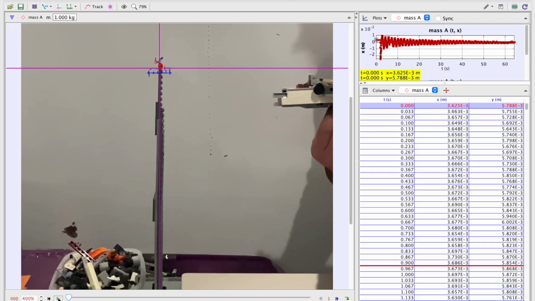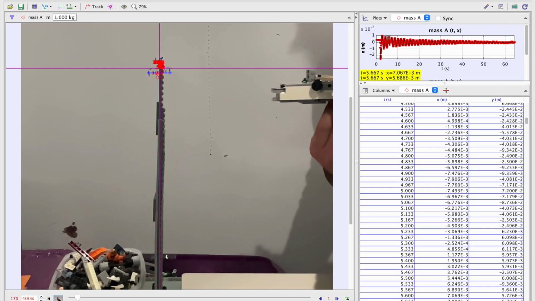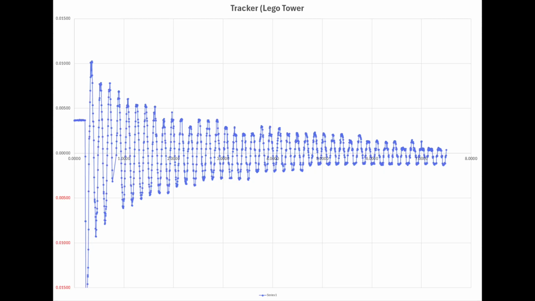We recorded the actual vibration using an iPhone SE at 240 frames per second, which slowed the motion down by a factor of 8. After converting the footage from movie to MP4, we imported it into Tracker to track the displacement of the tower tip over time. Tracker exported a data table, which we graphed in Excel to create the experimental displacement versus time plot.